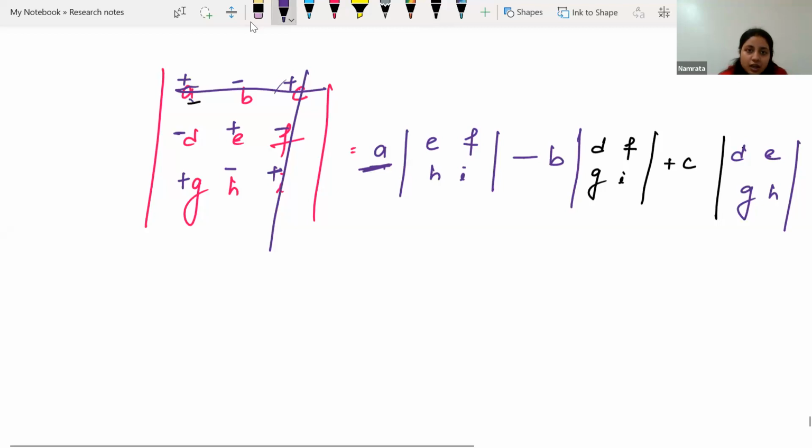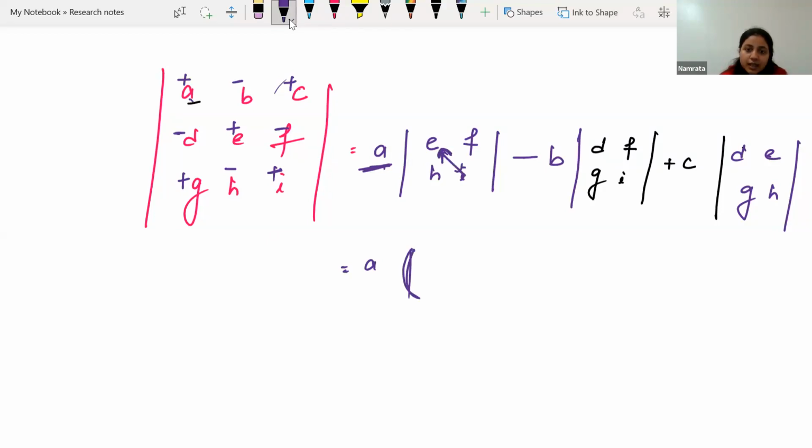This is how we will be expanding the given determinant, and then we will be able to get the value also. So here A, and then in brackets, first we do multiplication like this, and then like this. So it will be EI minus FH. Minus B, it will be DI minus FG. Then plus C, it will be DH minus EG. Is it okay?